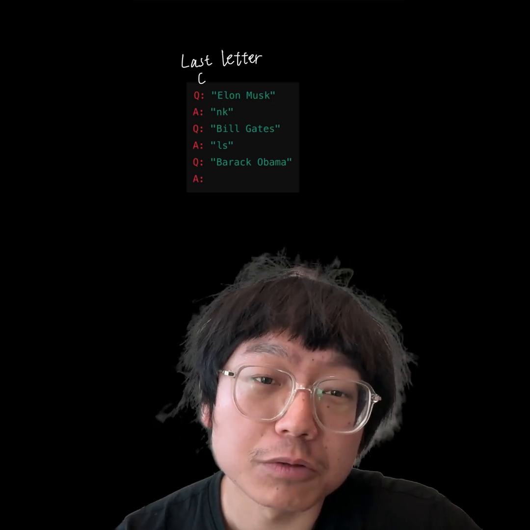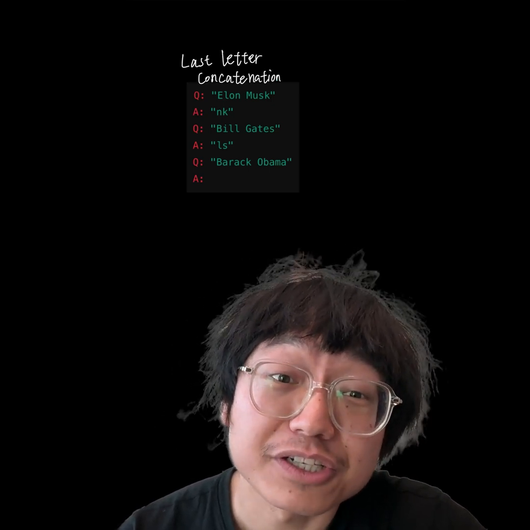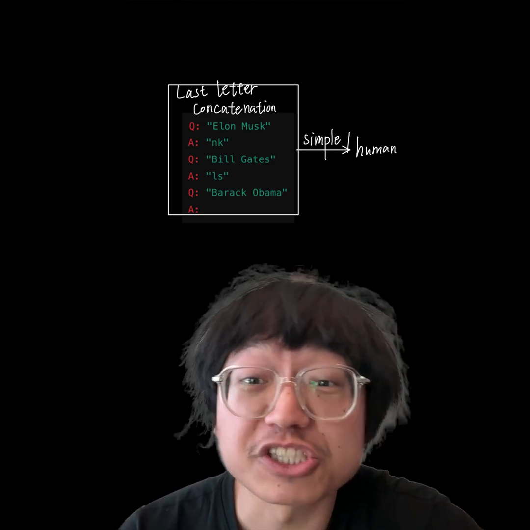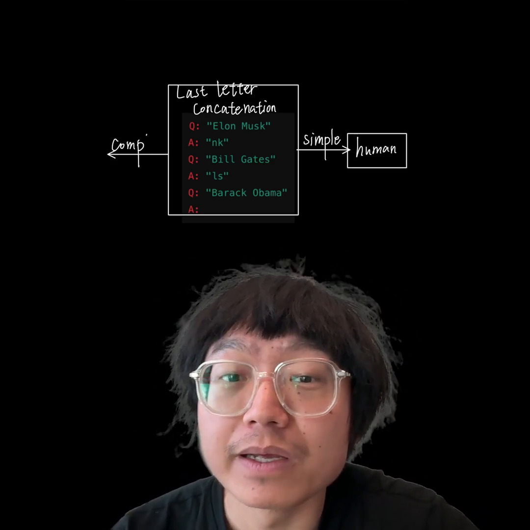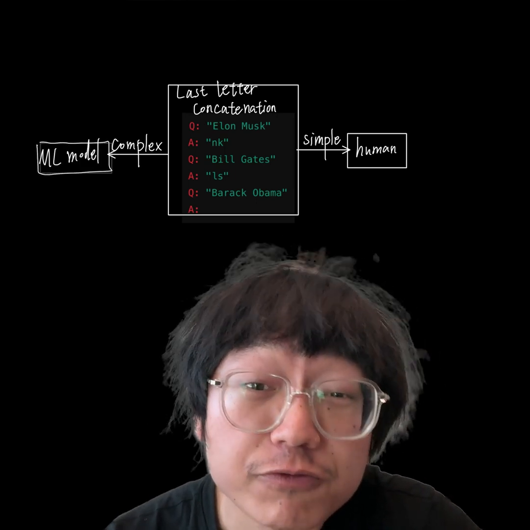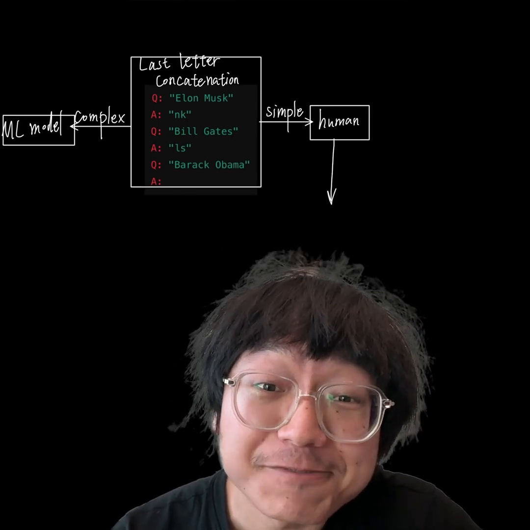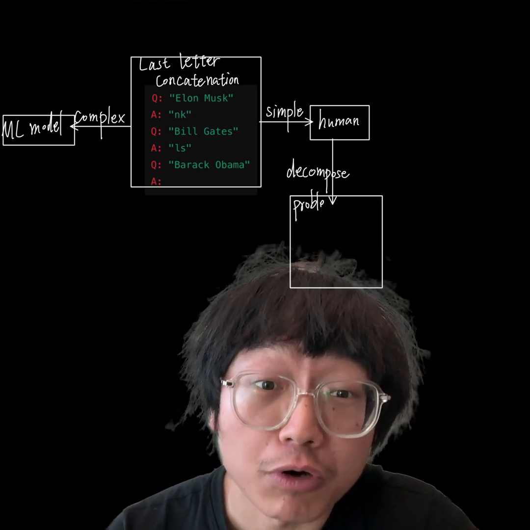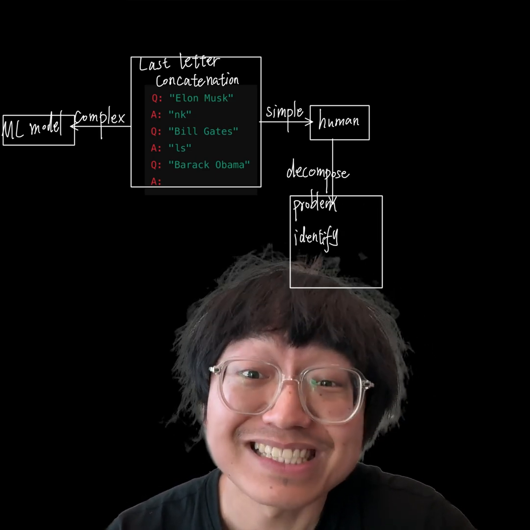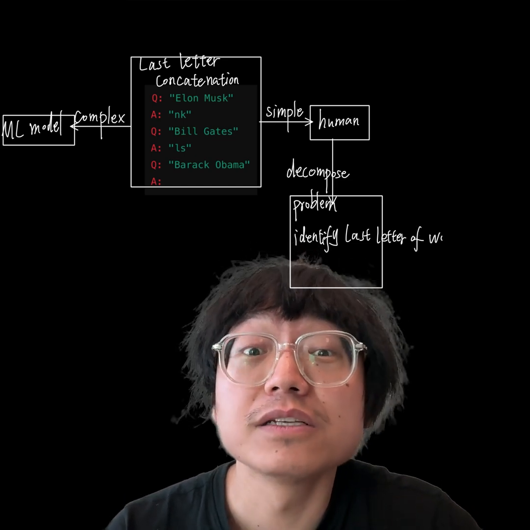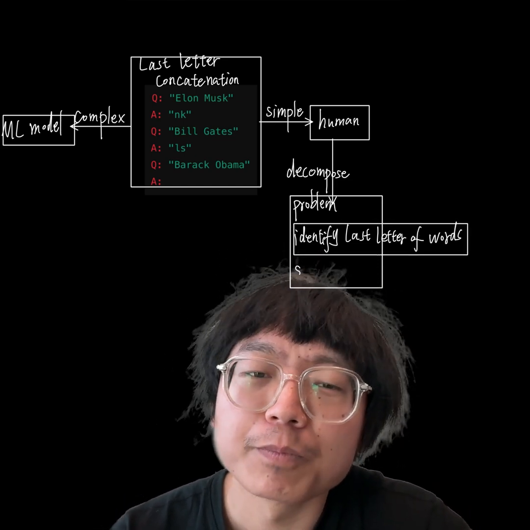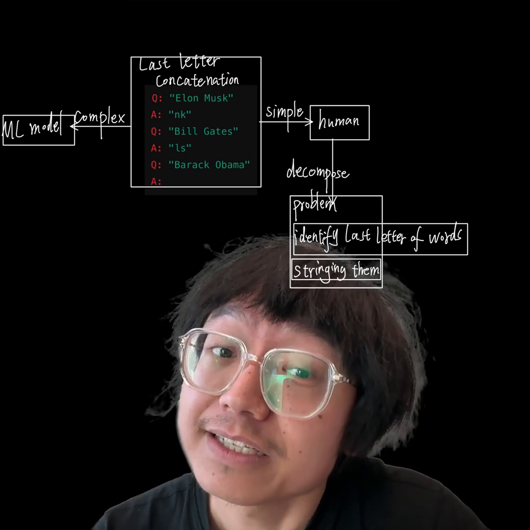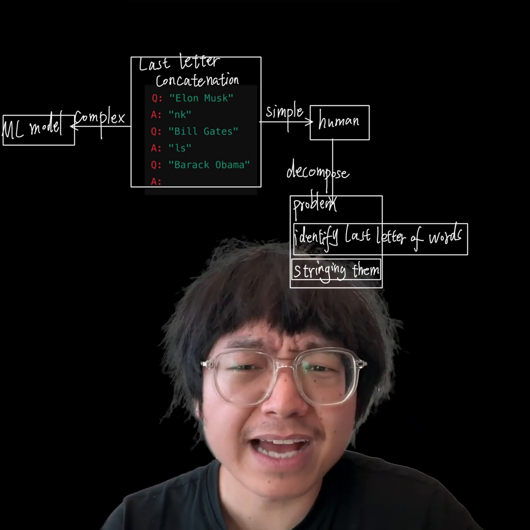Let's look at this example, which is the last-letter concatenation, which is simple for humans, but potentially complex for machine learning models, particularly if we are talking about training a model from scratch. So this task is easy for a human because we can naturally decompose this problem by identifying the last letters of the words and stringing them together. But why might the machine learning model need vast amounts of labeled data to accomplish this same task?